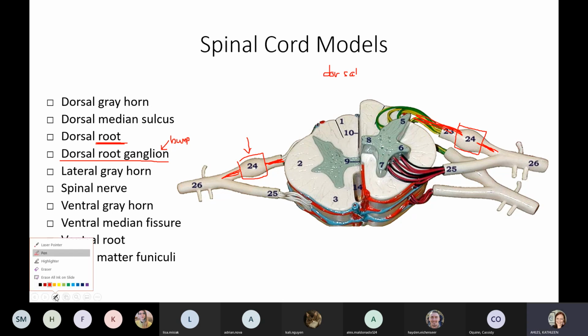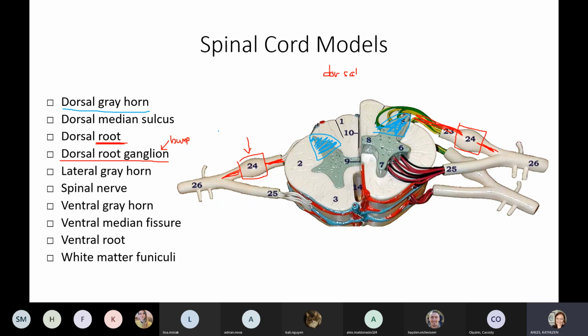When I send information into the spinal cord and it's coming off of that root, the first place it goes is into my dorsal gray horn. So my dorsal gray horn is the group of gray matter that's on the back side, the dorsal gray horn. We're doing a dorsal motif, if you will. We're doing all the things that start with dorsal.